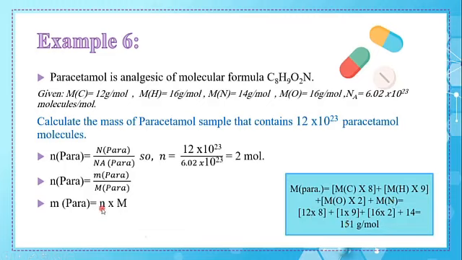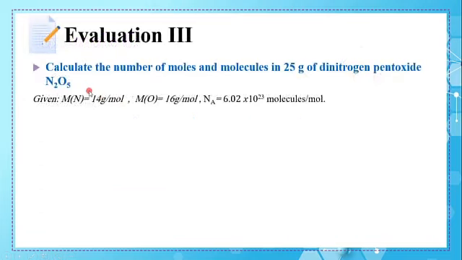Now the number of moles of paracetamol is already calculated. 2 multiplied by the molar mass of paracetamol, which is 151. The answer is 302 grams. Now, are you ready to solve this application? Calculate the number of moles and molecules in 25 grams of dinitrogen pentaoxide N2O5.